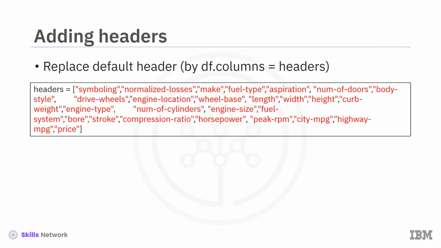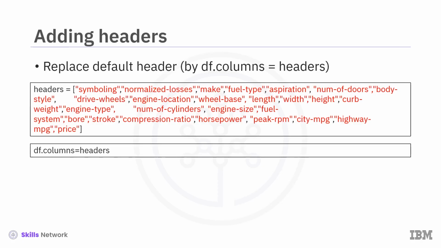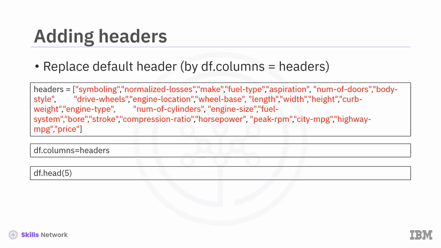In our present case, it turned out that we have the column names in a separate file online. We first put the column names in a list called headers. Then, we set df.columns equals headers to replace the default integer headers by the list. If we use the head method introduced in the last slide to check the dataset, we see the correct headers inserted at the top of each column.